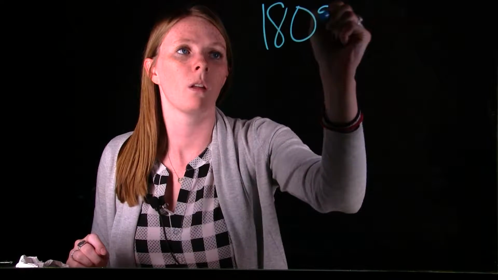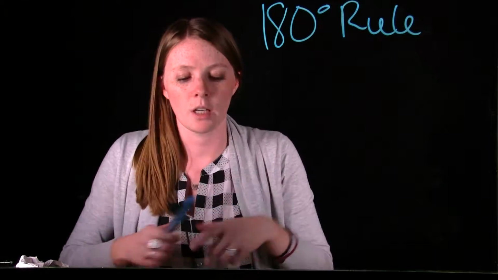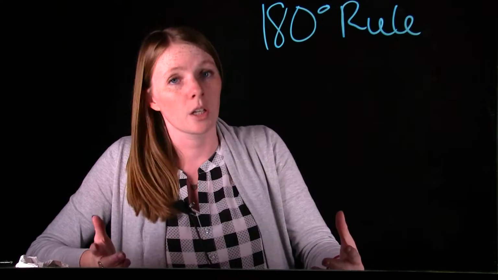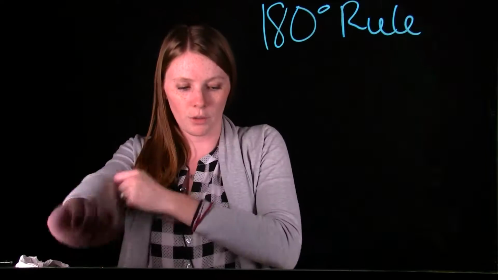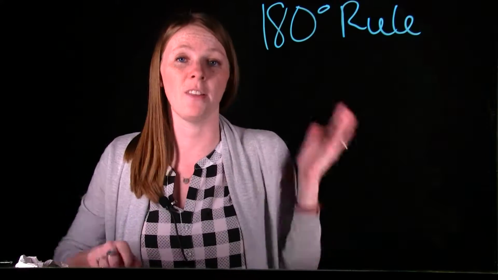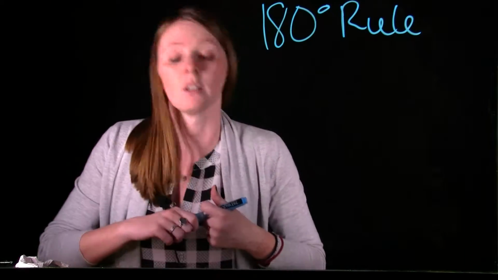So today I want to talk a little bit about the 180-degree rule in film. This rule states that two objects or characters in a scene together should maintain the same left-right relationship of each other.